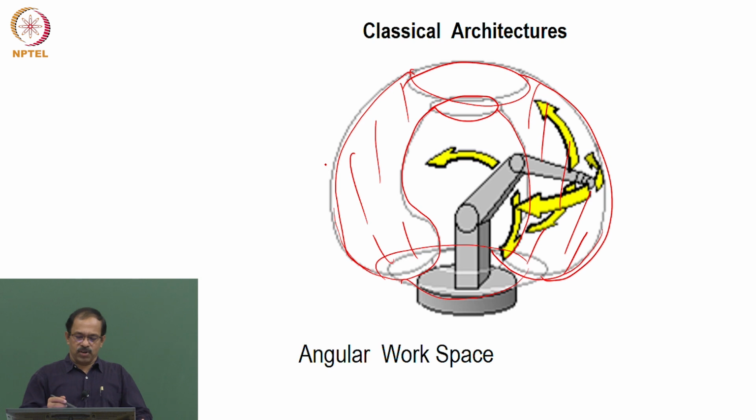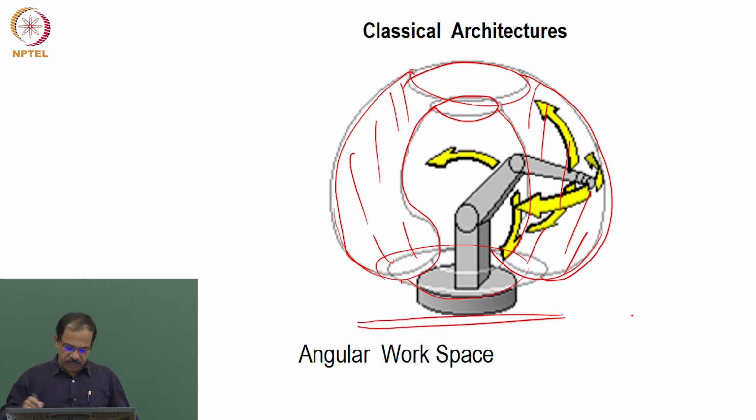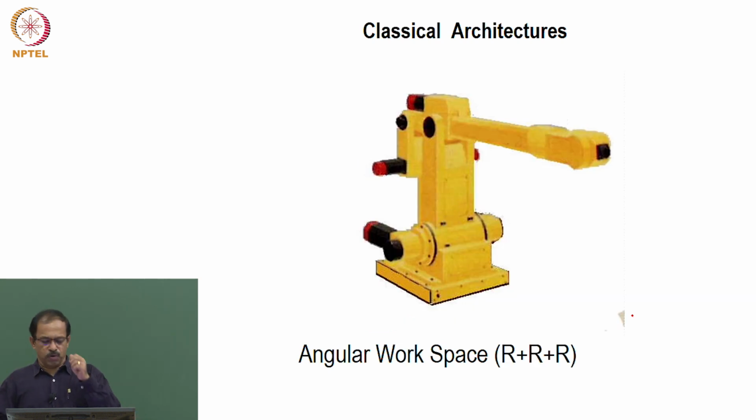Not all of it will be available for all the robots. Most of the robots will have a workspace more in this area, and at the back it will have a very limited work envelope. I'll show you a typical work envelope of an industrial robot, but this is the general shape that you can see for the RRR robots. We have a few robots with this kind of architecture in our lab also.